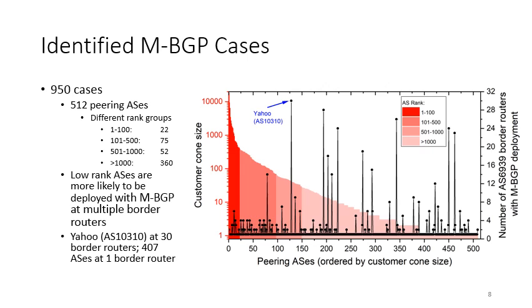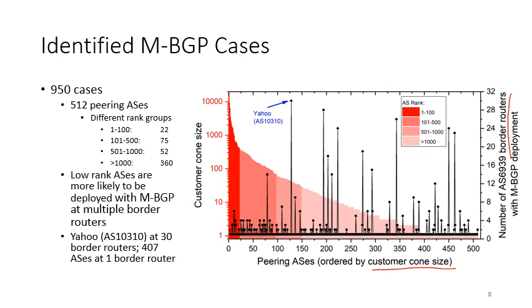The 950 cases of MBGP are deployed with 512 peering ASs. This picture plots for each of the peering ASs their number of border routers with MBGP deployment. These peering ASs are ordered by their customer cone sizes.